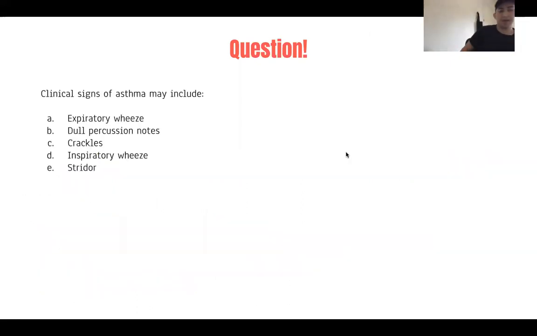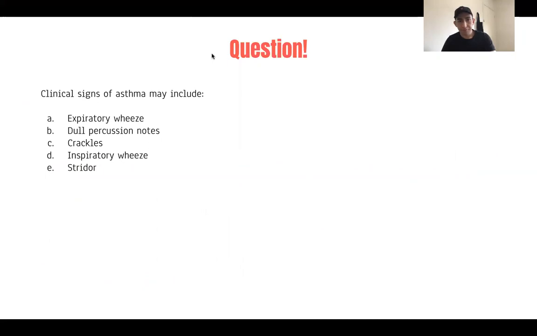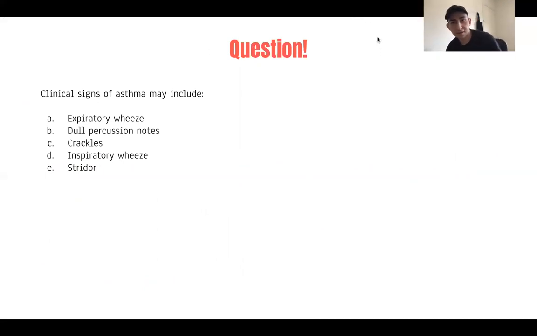Clinical signs of asthma may include which of the following? This should be really easy. Also, can people please send in stuff? Because I would hate to go with something that you guys don't really know and just assume that you guys know it.